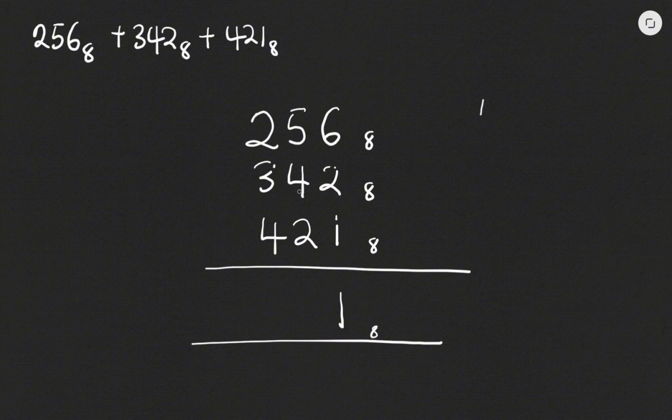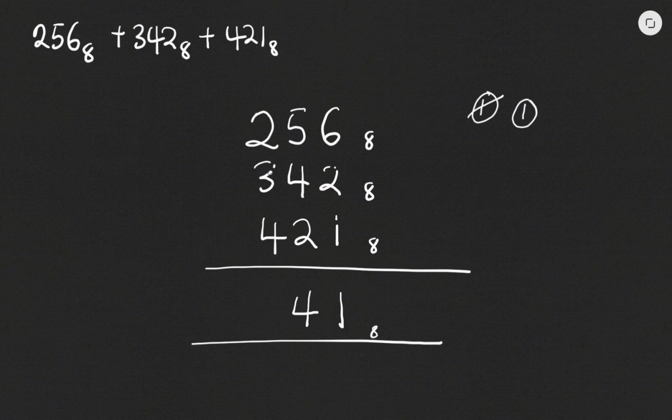5 plus 4 is 9, plus the 2 over here, 10, 11, plus 1 over here, which is now 12, yes, 12. So 8 will go into the 12 once, and it will be left with 4. So we write down the 4. So we carried 1. So I move on to the next one.